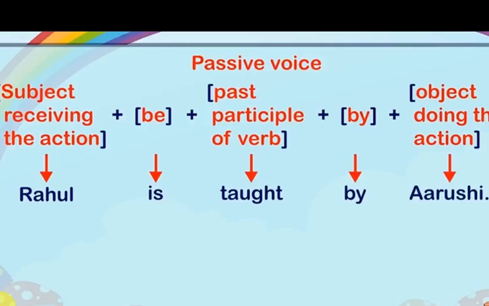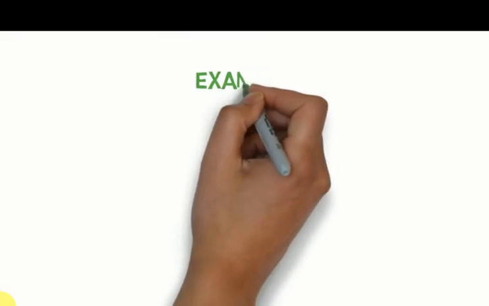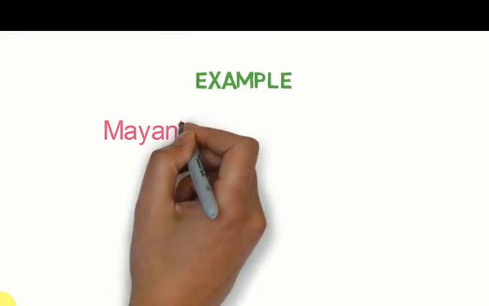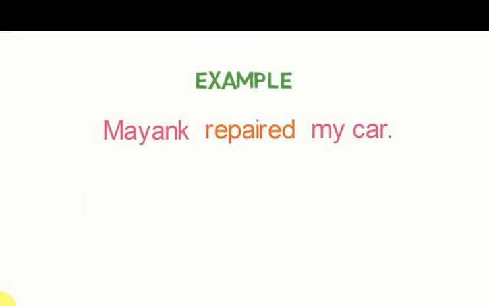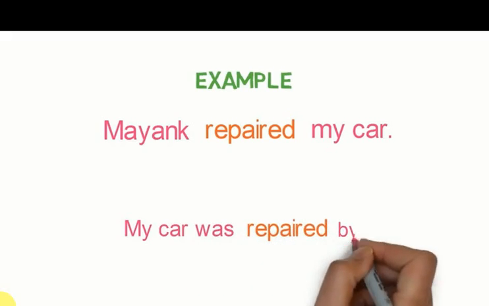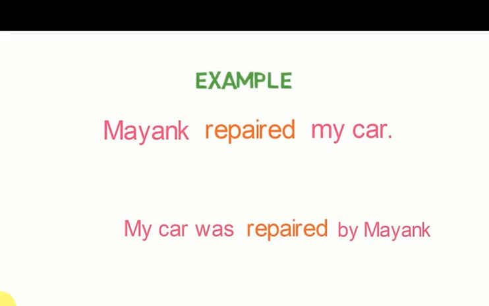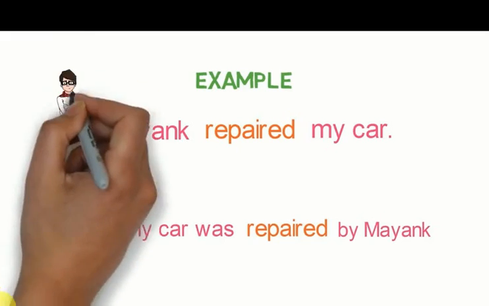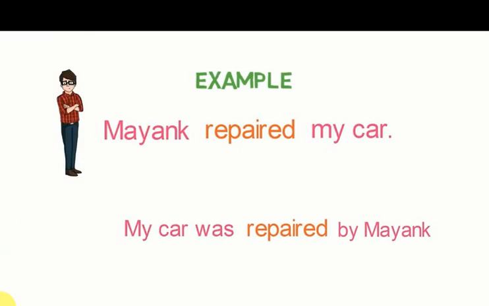Okay. Now look at another example. Mayank repaired my car. The sentence is in active voice. The same sentence in passive voice is: my car was repaired by Mayank. Here both sentences are the same in meaning, but the context changes. So in the first sentence, Mayank is the subject, and what he does is the repair activity. So repair is the verb.